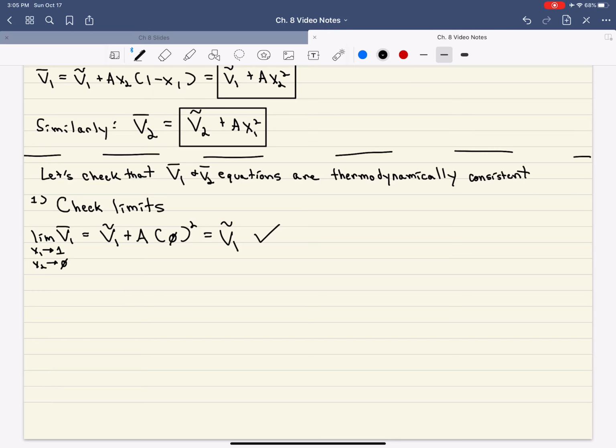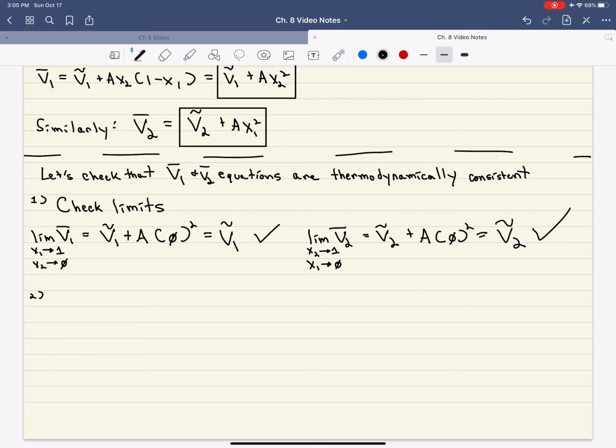And similarly, we take the limit of V2 bar as x2 goes to 1, which also means x1 goes to 0, we would have a times 0 squared, and we would get back the pure V2. Okay, so the models pass that first check.